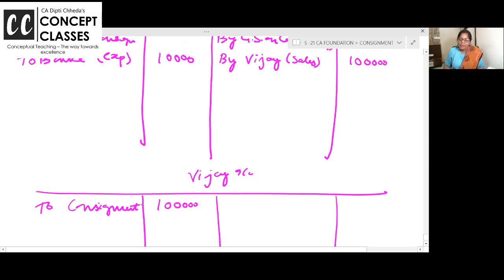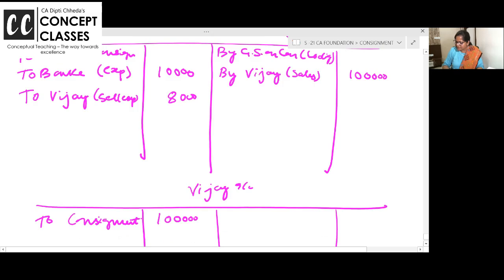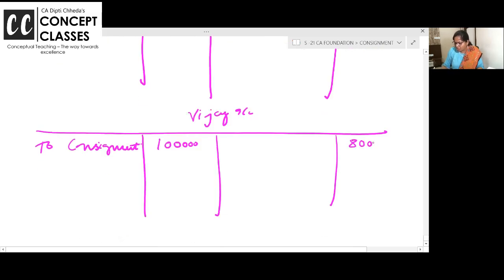And 75% of goods are sold. Selling expenses are reimbursed, 8,000 to Vijay. To Vijay account, selling expense. As they have given the data, I am writing. Our expense we have written to bank. Vijay, you have incurred selling expense. We will reimburse you, by consignment, in brackets expenses.